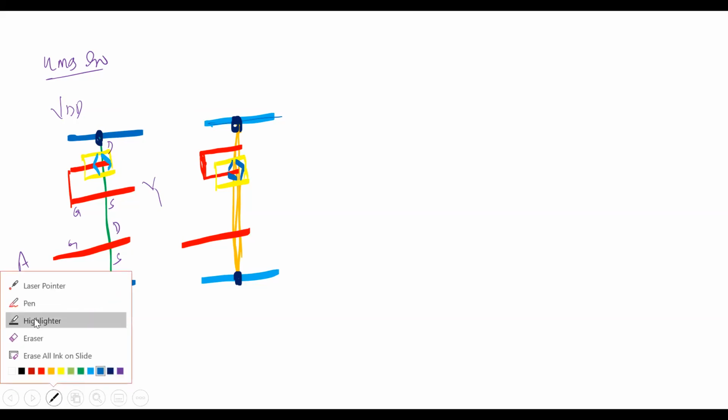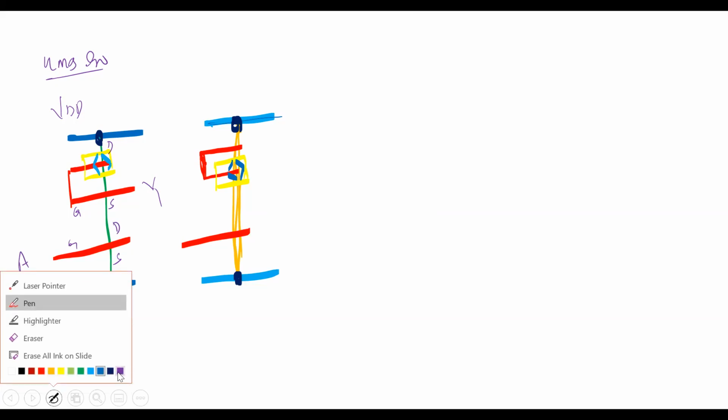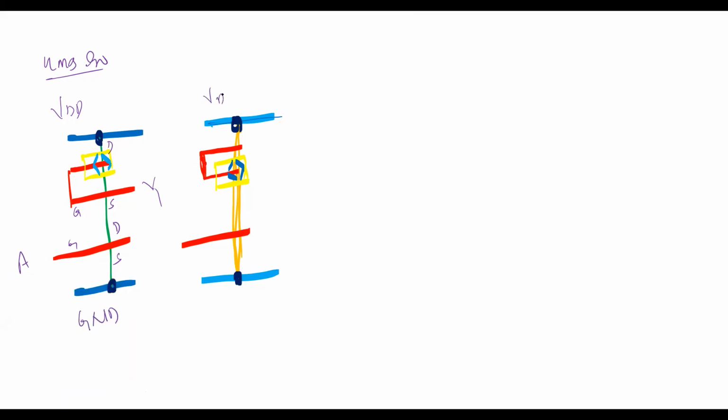Notations. Yes. So take the pen and write the notations. This is the VDD. This is the ground, and this is the A. So this is the source. This is the drain. Okay. Clear. Gate and source is connected. Here, this is the source, and this is the drain.